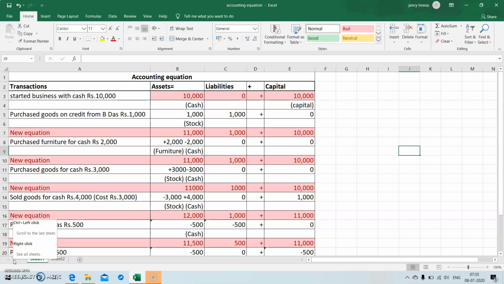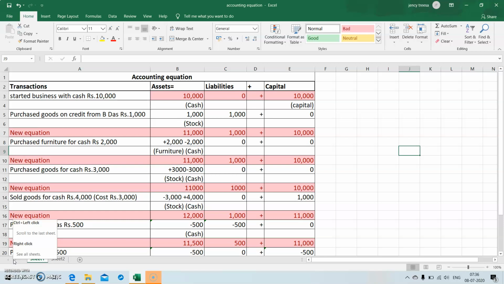Here I have already done this problem, and you can see that you will have to draw like this. That is a big column for transaction, and for assets there will be a column, and for liabilities there will be a column. For that plus, you need not have a column, but for calculation I gave a separate column for that plus.